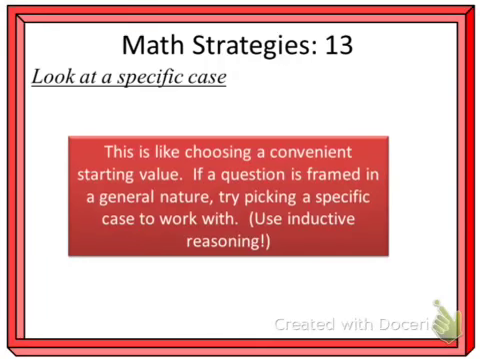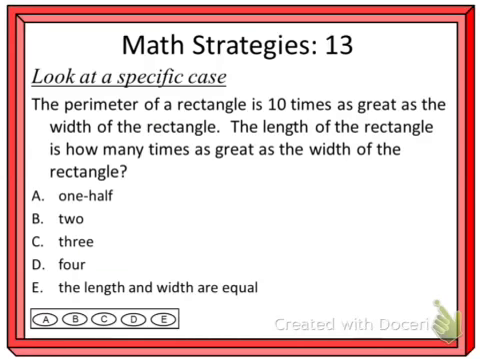Math strategy 13 here is to look at a specific case. This is kind of like choosing a convenient starting value. So if a question is framed in a general nature, so it just says something about maybe a side length being twice as big as a width or something like that, just try a specific case to work with, and of course you're using some inductive reasoning to draw a conclusion from it.